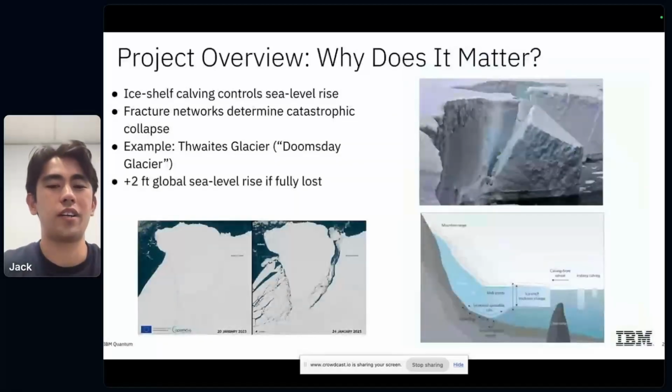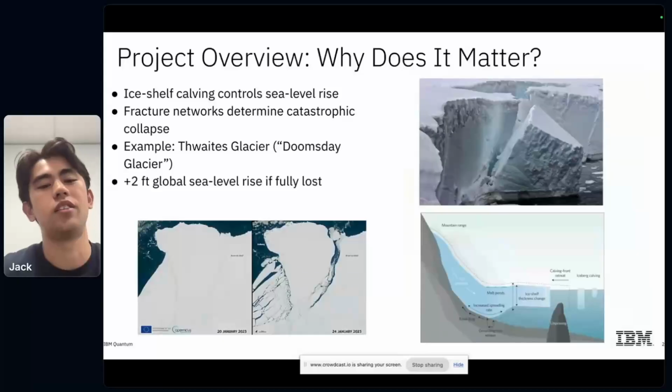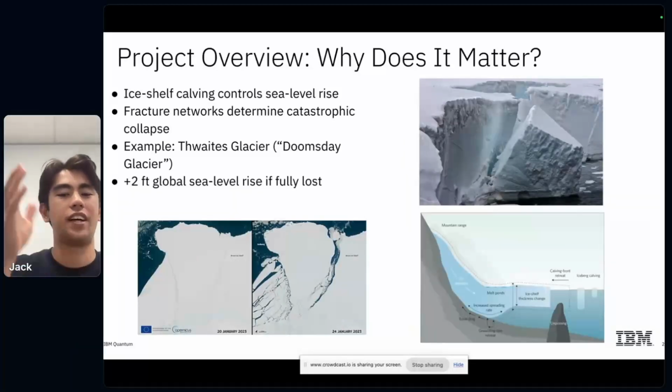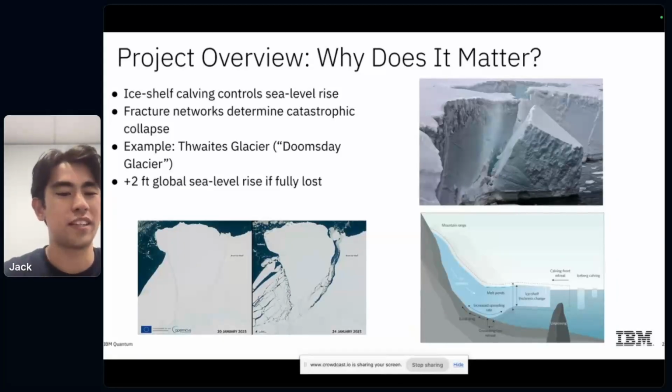So first of all, why we think it's important to look at ice shelf calving. This is because ice shelf calving, and blocks of ice falling into the ocean, is a dominant contributor to sea level rises. And these fracture networks can determine whether there'll be catastrophic failure, meaning that blocks of ice completely separate and fall into the ocean. An example of this is the Thwaites Glacier, also known as the Doomsday Glacier, which could raise sea levels by 2 feet or more if it falls into the ocean.